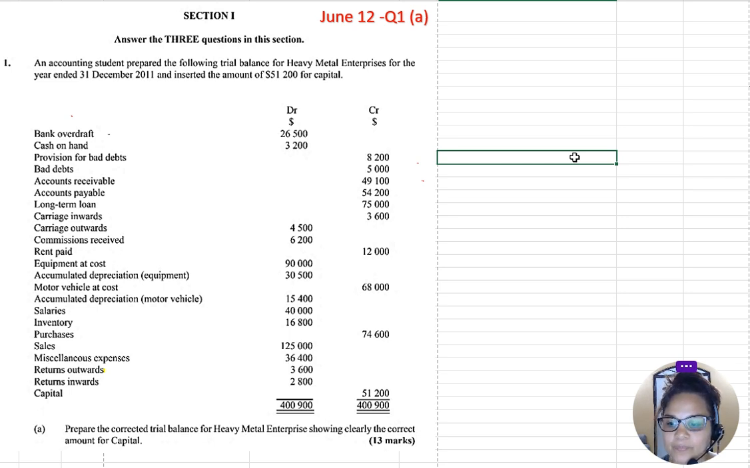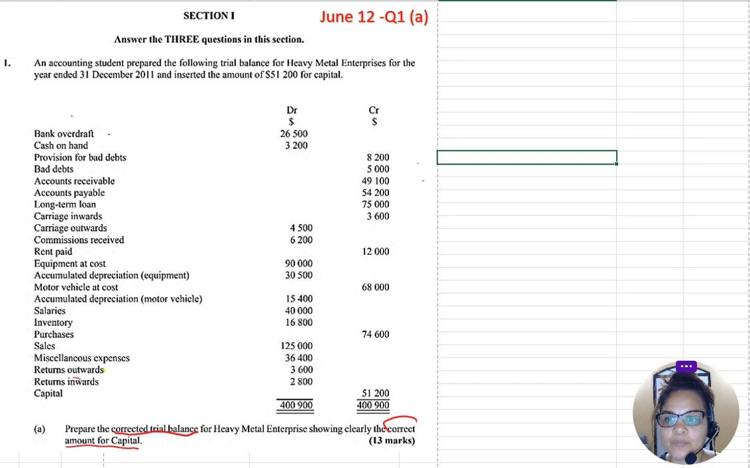So let's look at this question. Requirements: prepare the corrected trial balance. So note what they're asking you to do. Prepare the corrected trial balance for Heavy Metal, showing clearly the corrected amount for capital. So they ask you to show the corrected amount for capital, right?